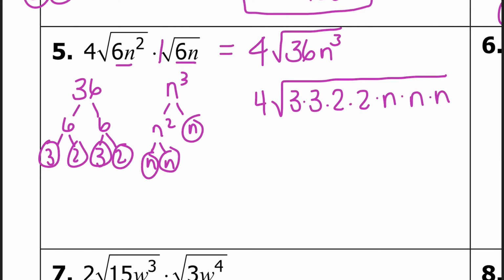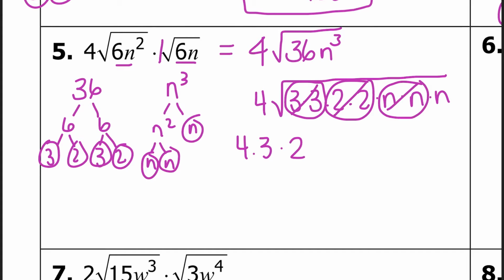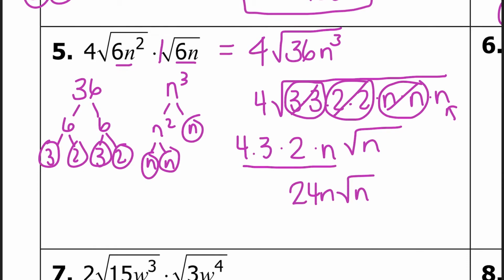And then again, we're still going to look for pairs. Here's a pair of 3s. Here's a pair of 2s. And here's a pair of n's. What's left underneath? 1 baby little n. Now, if we simplify this, 4 times 3 is 12, 12 times 2 is 24, 24n square root of n.